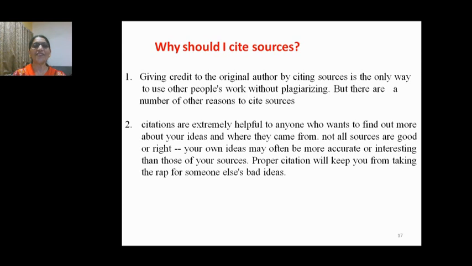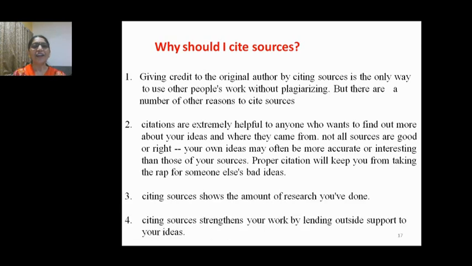Not all sources are good or right, but your own ideas may often be more accurate or interesting than those of your sources. So you have to give a proper citation. It keeps you from taking the rap for someone else's bad ideas. Citing sources shows the amount of research you have done, and it strengthens your work by lending outside support to your ideas.